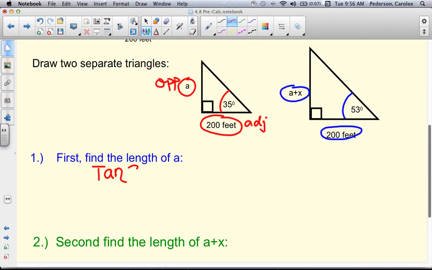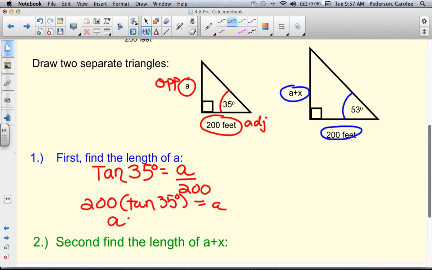So the tangent of 35 degrees equals opposite, which is your unknown, and then your adjacent of 200. What will be the next step to solve for A? Times both sides by 200? Okay. So 200 times the tangent of 35 degrees equals A. So how tall is this building? 140. Okay. So now this is 140 feet for the height of this building.